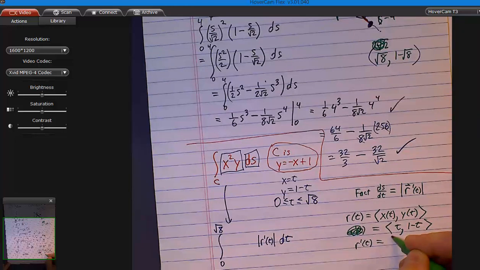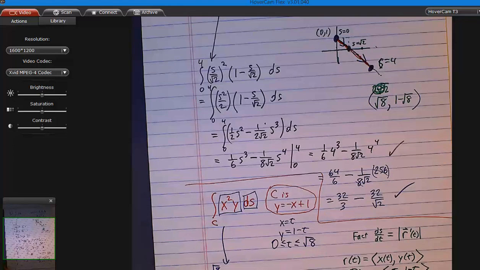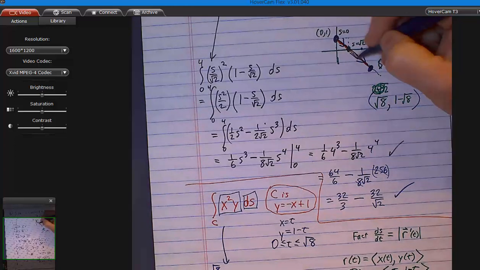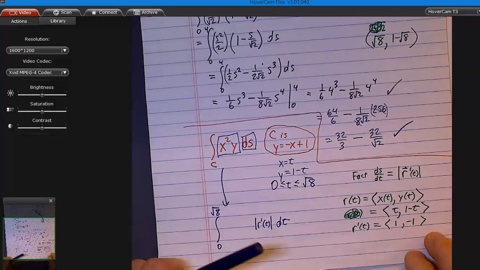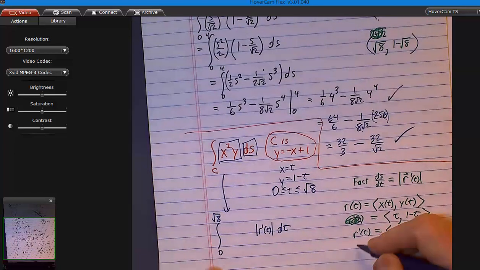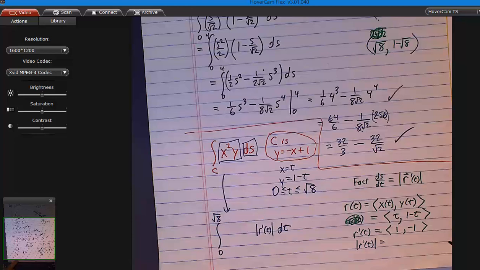r prime of t would be the vector, oh, look at that, 1, negative 1. Actually, this is a really nice, easy example. When you look at movement along the curve, if I said, what does the velocity look like? Well, it moves right along the curve, right? It's going like 1, negative 1. You don't really have a tangent velocity when the thing's a straight line. It's just part of the line. Okay, so now I need the length of r prime of t. And the length of r prime of t is square root of 2.